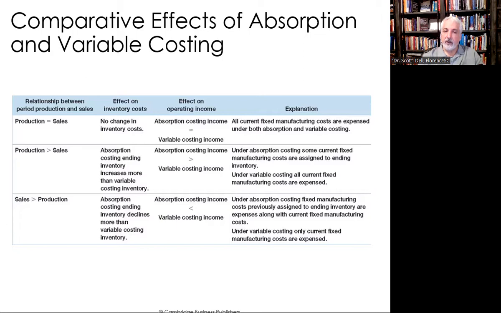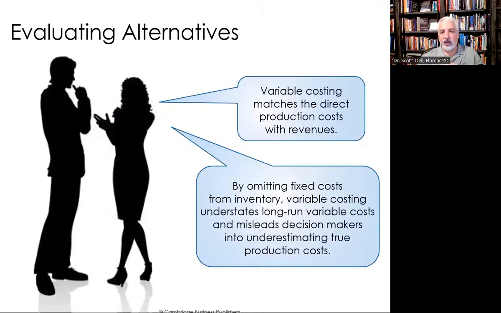Okay. And based on production, absorption costing inventory declines more than variable costing inventory if sales are greater than production. So that's the variation. If we're selling more than we produced, we're going to be using up that inventory and taking it away. And the summary that goes with that is variable costing matches the direct product cost with revenues. By omitting fixed costs from inventory, variable costing understates long run variable costs and misleads decision makers into underestimating true product costs.